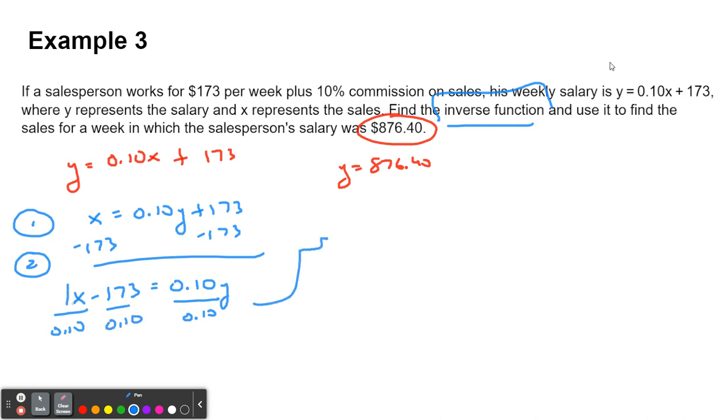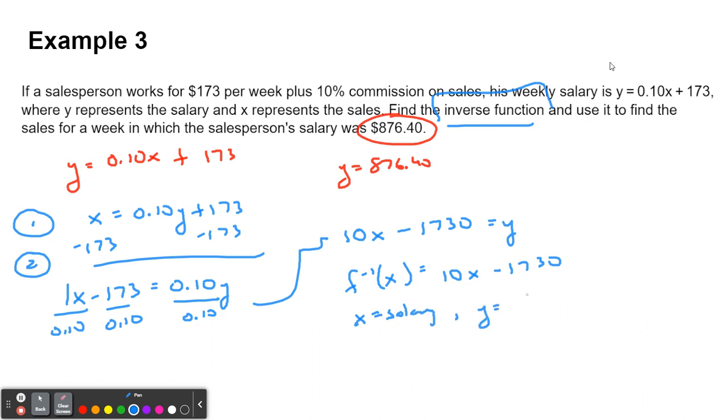So there's actually a 1 up here. When you divide 1 by 0.10, you actually get 10. So this is 10x minus 1730 is going to equal y. And this is our inverse function. f inverse of x equals 10x minus 1730. And again, what this function represents is x equals your salary, and y, or f inverse, equals your sales. So say you wanted to find out how much you would have to sell in order to make a certain salary, this is the formula you would use.